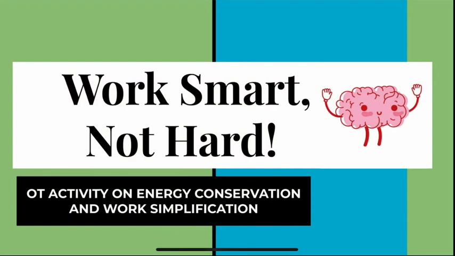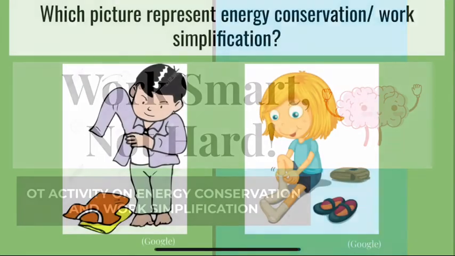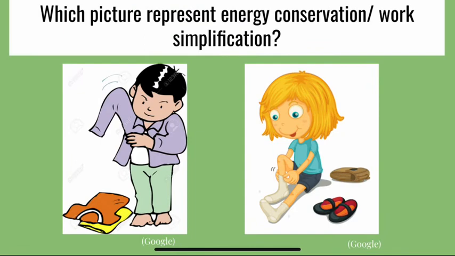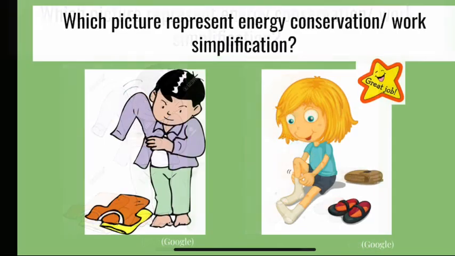So let's practice energy conservation and work simplification techniques. Let's engage in this game called the Work Smart, Not Hard activity. Take a second and look at these two pictures. Which picture represents energy conservation or work simplification? And that's correct. The little girl that is sitting down to engage in dressing activities represents energy conservation. The girl is sitting down to complete dressing activities.